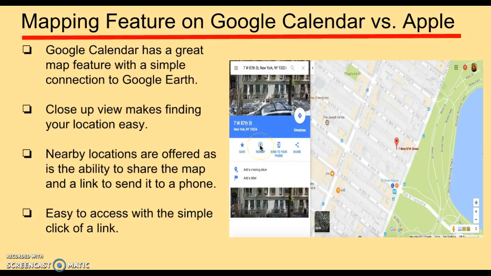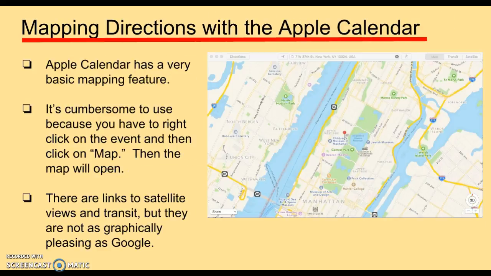I can also find restaurants and hotels and other things nearby. I can send it to my phone. I can share it with other people or save it. And it's easy to access with a simple click of a link.